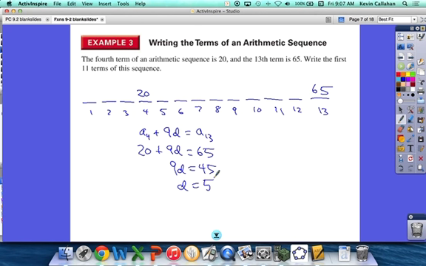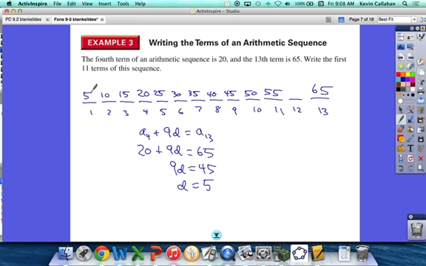That tells me if I want to go from the fourth term to the fifth term, add 5, right? 25. And then for each successive term, just keep adding 5. 30, 35, 40, 45, 50, 55. Okay? It didn't ask for the 12th term, so I'm not going to write it. All right, how am I going to find the third term? Subtract 5. Since we're going in reverse, subtract the common difference. 15, 10, 5.